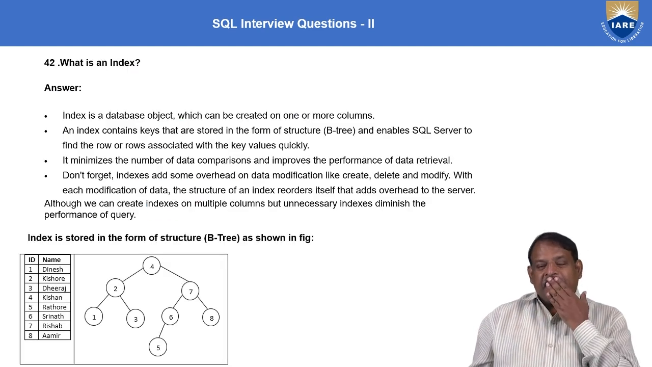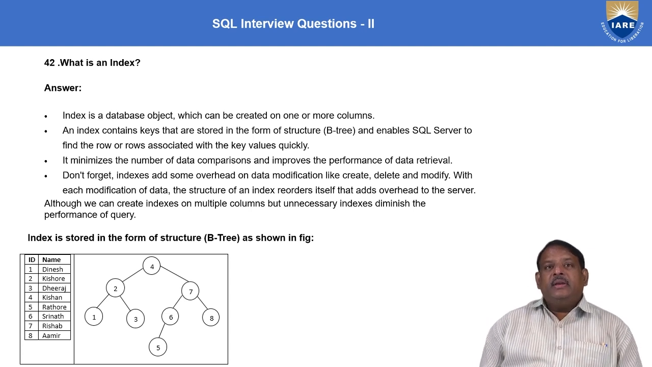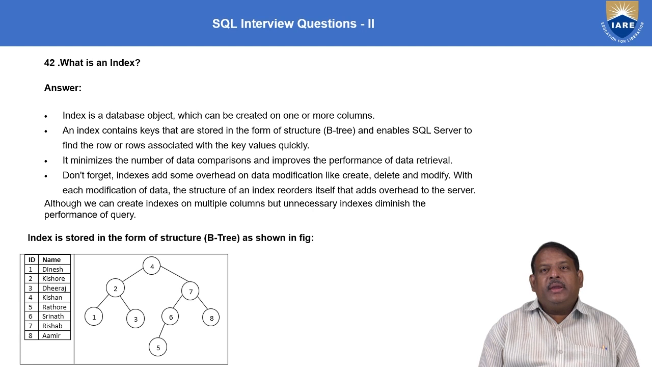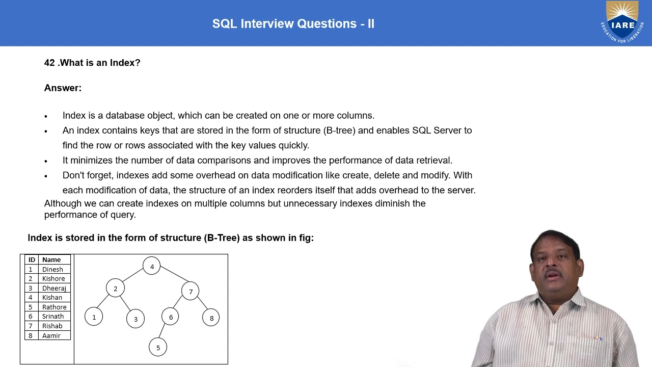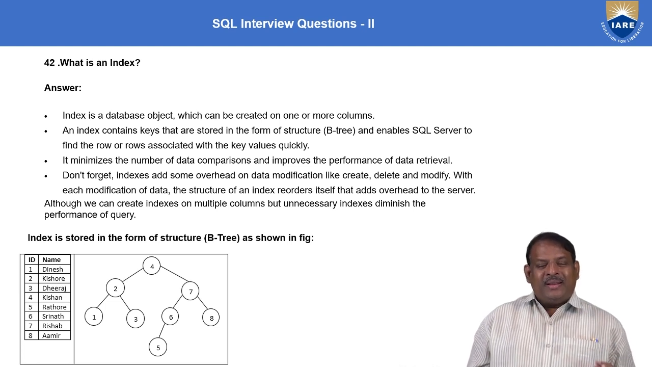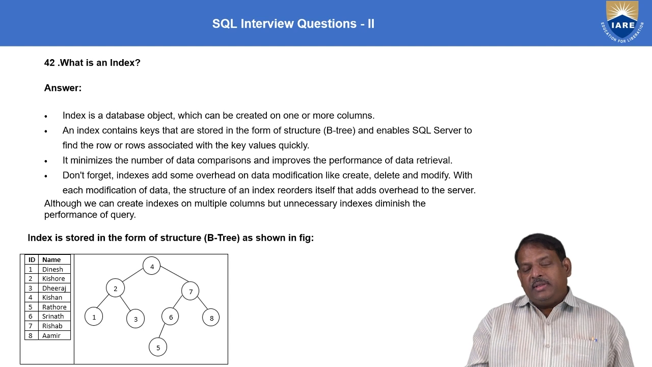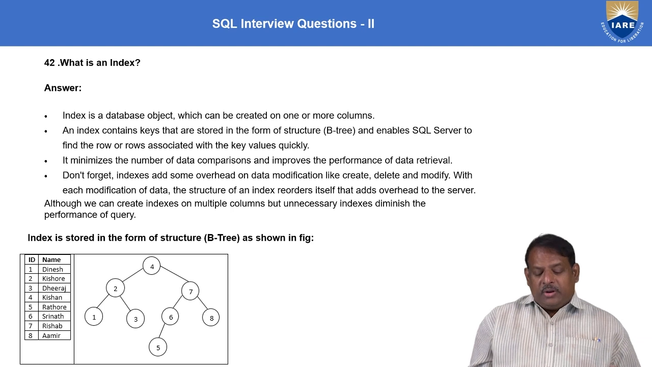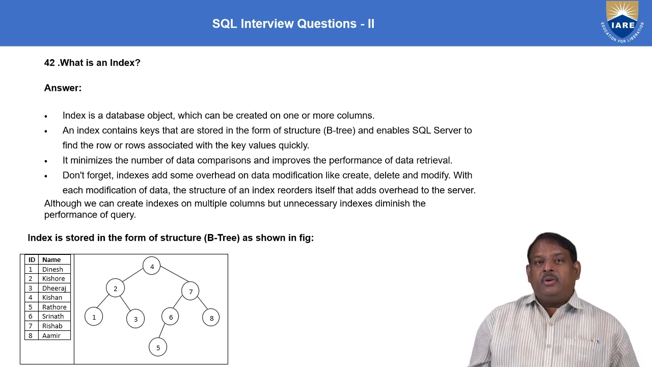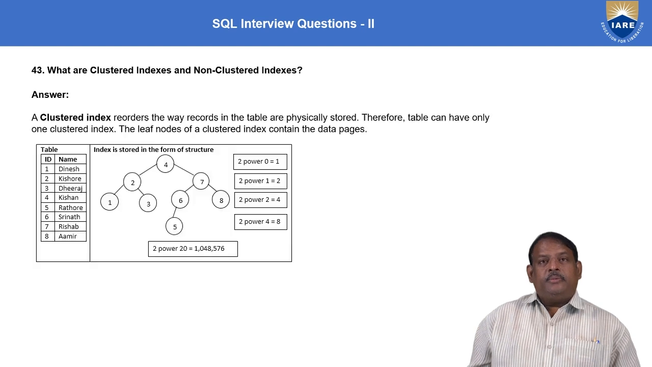Now the index. Now you see the index. An index is a database object which can be created on one or more columns. An index column contains the keys stored in the form of a B-tree and enables SQL Server to find the row or rows associated with that key quickly. So basically, it's like a pointer. It is like the index in your book. If you go to the end of the book, you see the appendix, you see that at this page, this is located. So the index is like a pointer, so that when you query the database, you'll get the data a little faster.